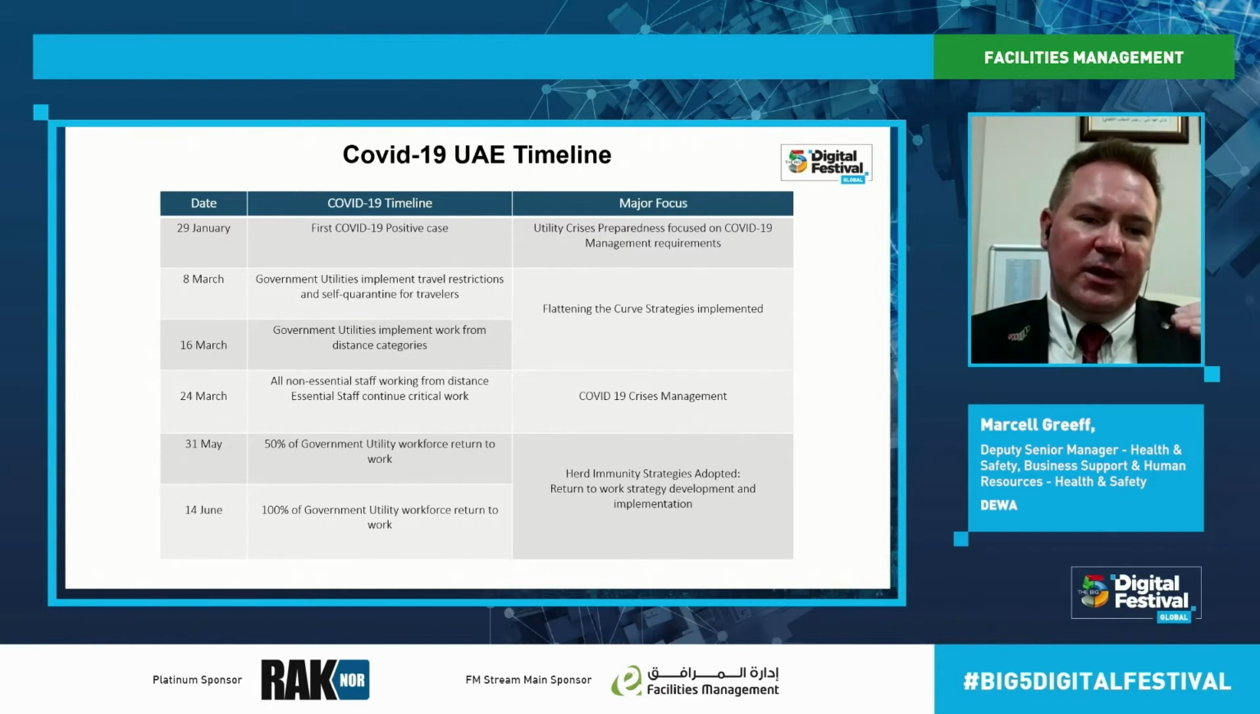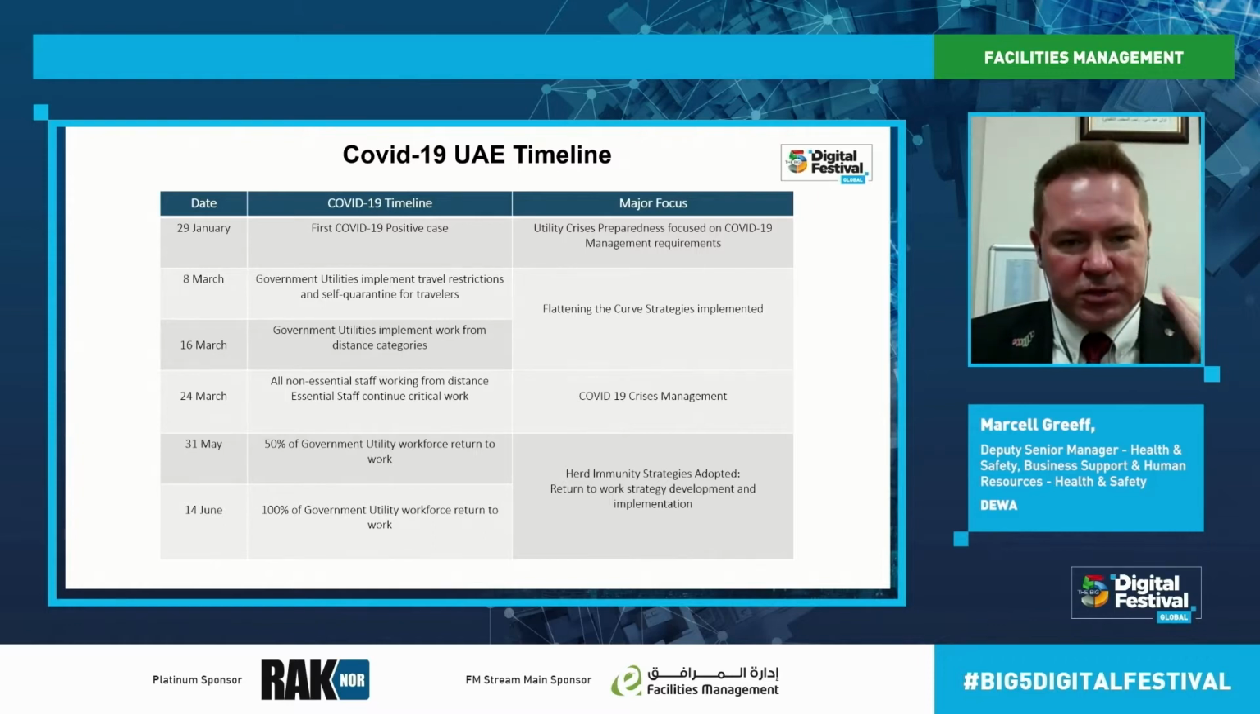Then after that, on the 31st of May, 15% of government utility workforce was told they can return to work. And by the 14th of June, everybody was allowed to come back to work, except for certain categories, and I'll share that with you also. These last two dates are important to understand. That was the herd immunity strategy that was adopted by government.